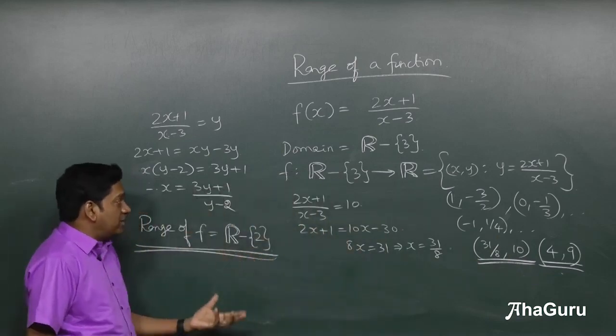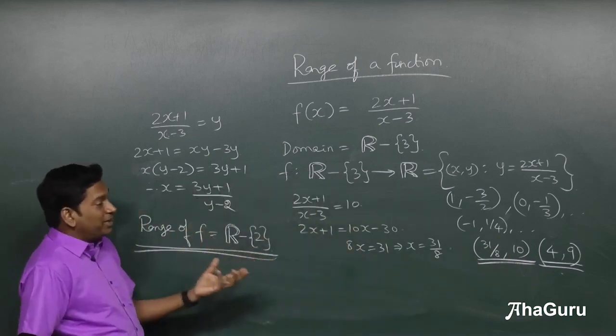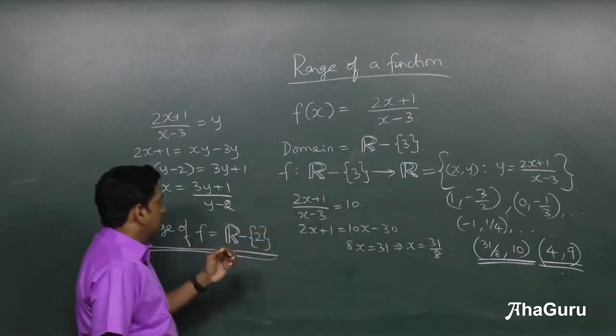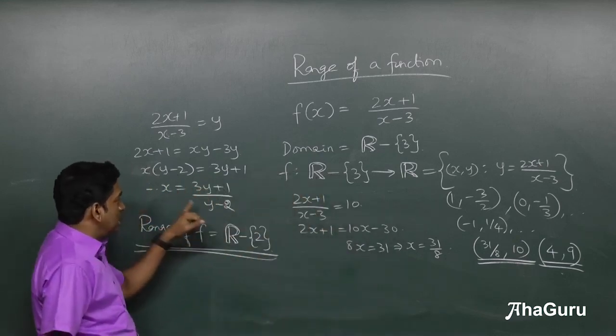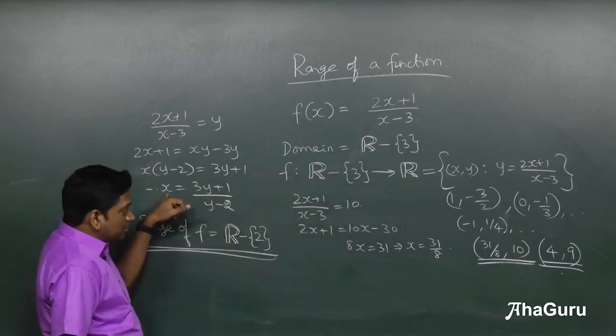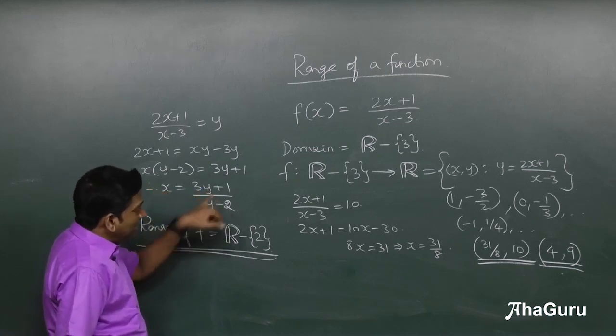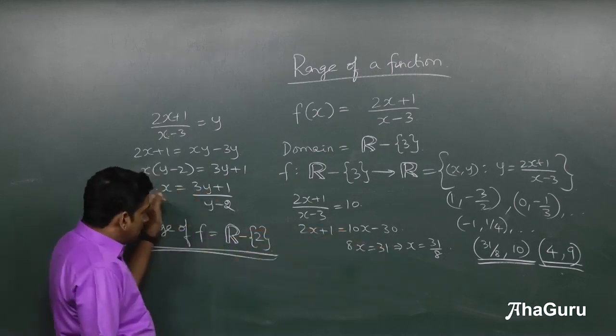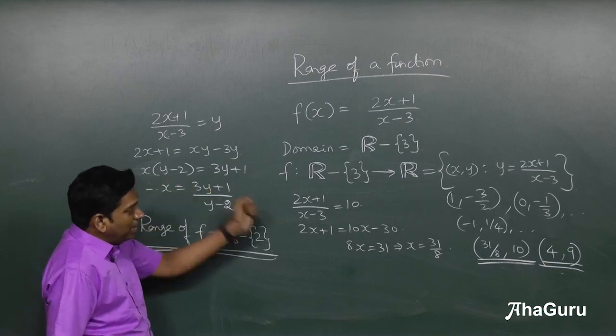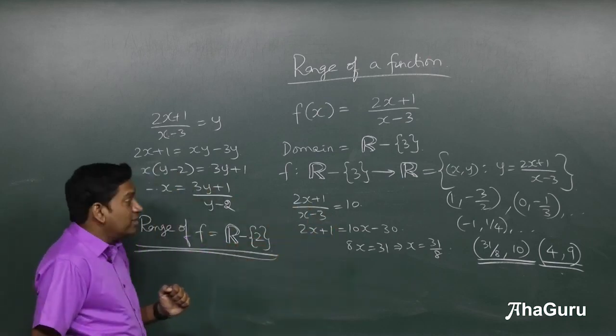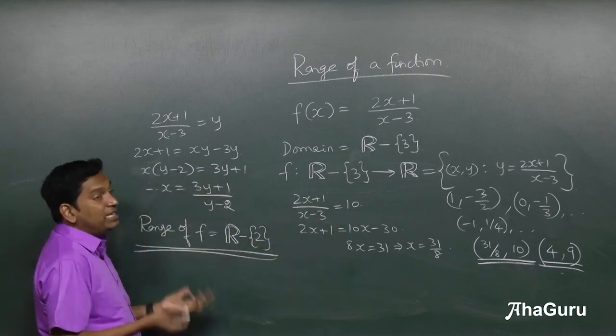How do we know every other number is allowed? Because if somebody tells us is 10 allowed, is 9 allowed, we can substitute it and see you get an x. That means that number comma 10 is a pair. That number or some other different number comma 9 would be a pair. Okay, so this is the way to find the range.